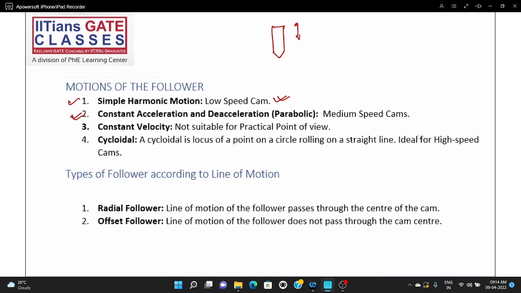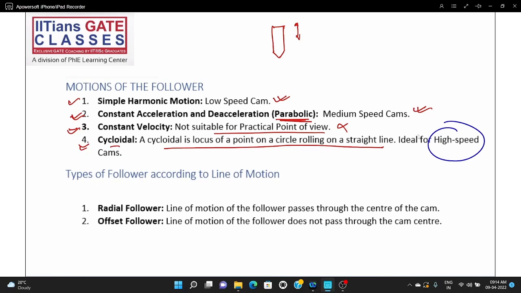Constant acceleration and deceleration profile motion is also parabolic in nature. It is used for medium speed cams, right? Constant velocity is not suitable from a practical point of view. You will not use constant velocity. Cycloidal: what is cycloidal? A locus of a point on a circle rolling on a straight line. It is ideal for high speed. So questions like which follower motion you are going to use for high speed, or for low speed or medium speed, might be asked. Now, you might also see questions on the types of followers according to the line of motion.